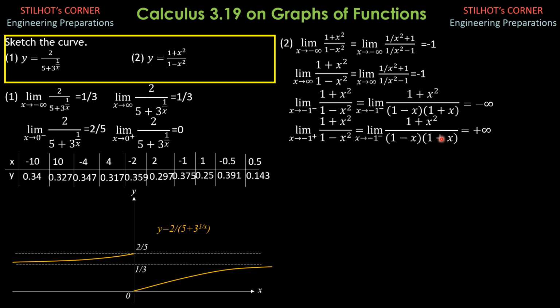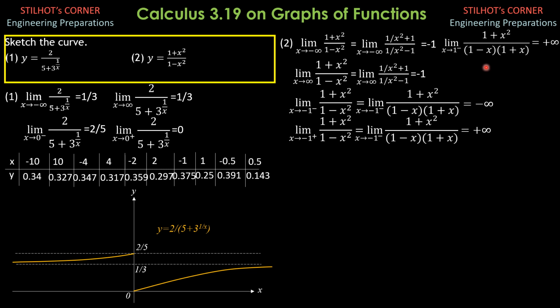So the limit as x approaches 1 from the left of 1 plus x squared over 1 minus x, 1 plus x. So 1 from the left is 0.99. 1 minus 0.99 is 0.01, almost 0 but positive. And 1 plus 0.99 is 1.99. So almost 2 over 0, which is positive, is equal to positive infinity.